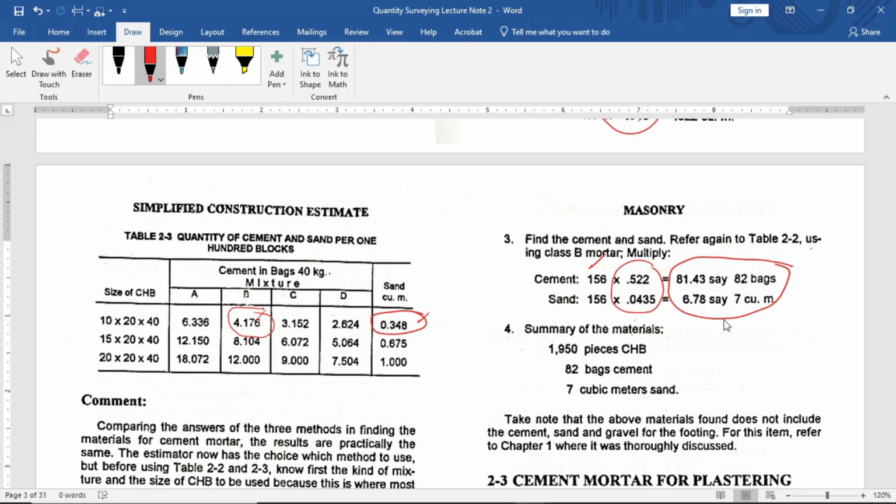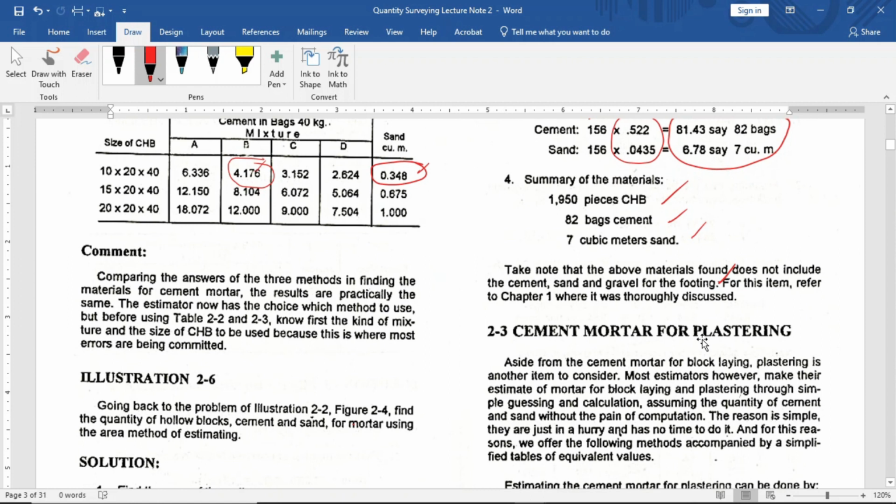So, ito yung summary ng materials natin. Ang kailangan natin para sa wall is 1,950 pieces CHB, 82 bags of cement para sa cement mortar, and 70 cubic meters of sand. Take note that the above materials found does not include the cement and sand gravel for the footing. So, take note, wala tayong footing. So, after natin naman sa yun, kanina sa pillar lang kasi yung kanina eh.